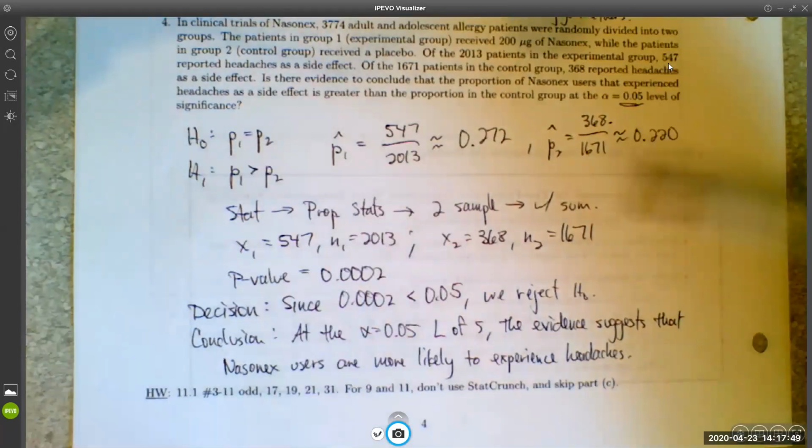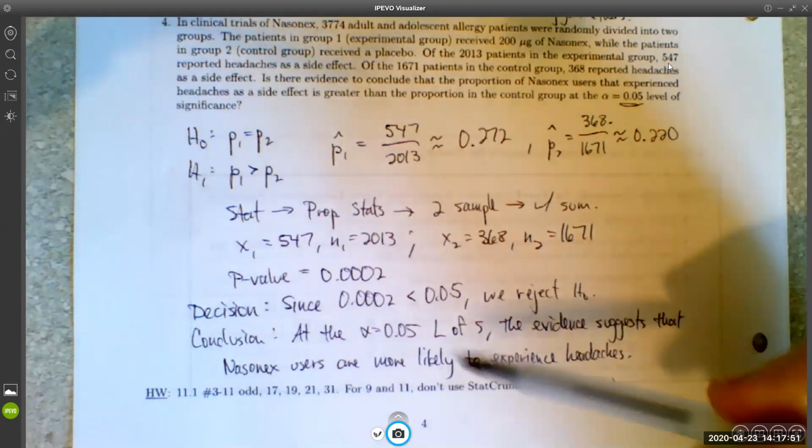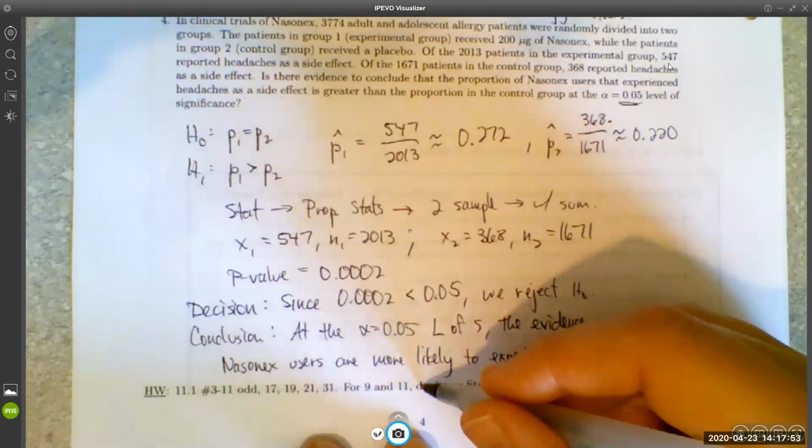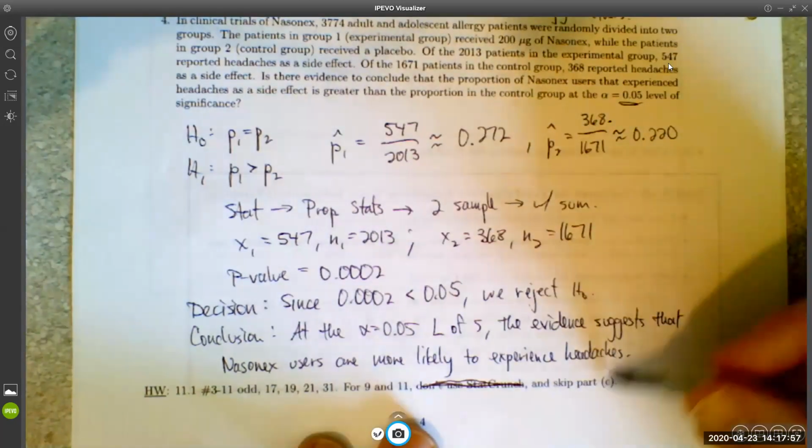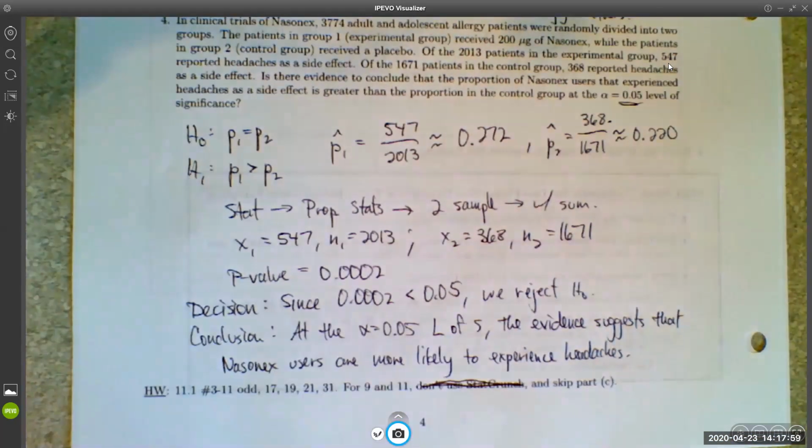Anyway, so that's that. Here's the homework. I say for 9 and 11, don't use StatCrunch. Forget that. Go ahead and use StatCrunch on all of it. But still skip part C, I suppose. Oh, yes, skip part C.